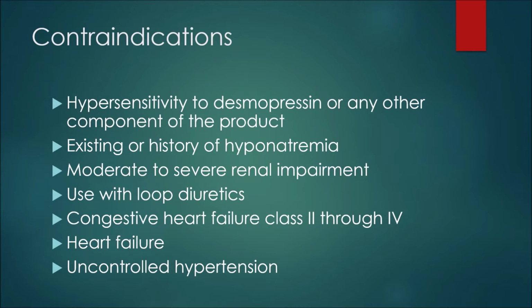With respect to contraindications or reasons we would not be able to prescribe desmopressin, well, we wouldn't give this medication to a patient who had a hypersensitivity to desmopressin or to any other component of the formulation. If a patient had existing or a history of hyponatremia, which would be low sodium levels, we would not give this medication, as well as patients who had moderate to severe renal impairment. I believe a creatinine clearance is less than 50 mL per min. This medication is not to be used with loop diuretics or in patients who have congestive heart failure of class 2 through to class 4. Patients with heart failure in general would not use this medication, as well as patients with uncontrolled hypertension.